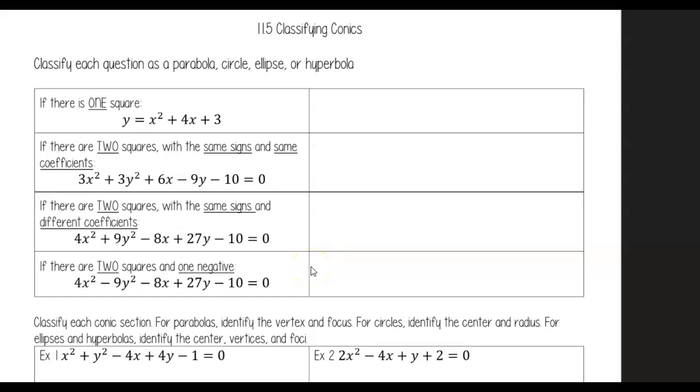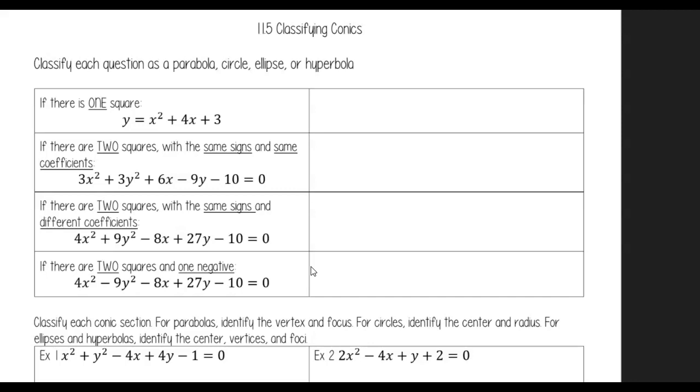Today we are making sure that we can look at the equations for conic shapes and know what shape is going to be created. We've already gone over the 4 conic shapes: circle, ellipse, hyperbola, and parabola. And now we just need to identify the differences between the equations so that we know what these are going to look like on a graph.